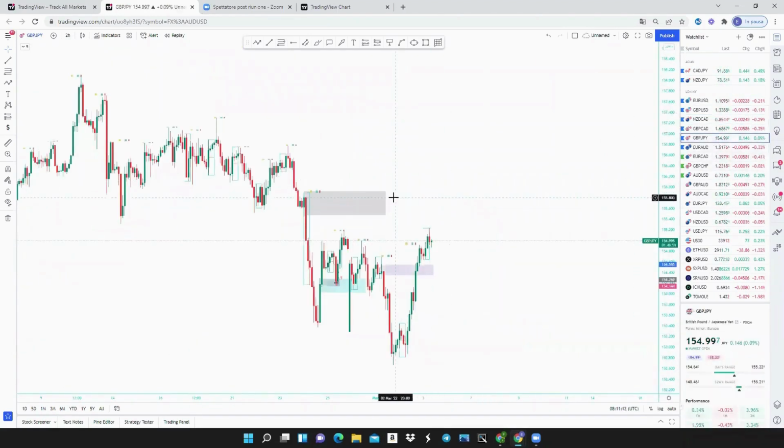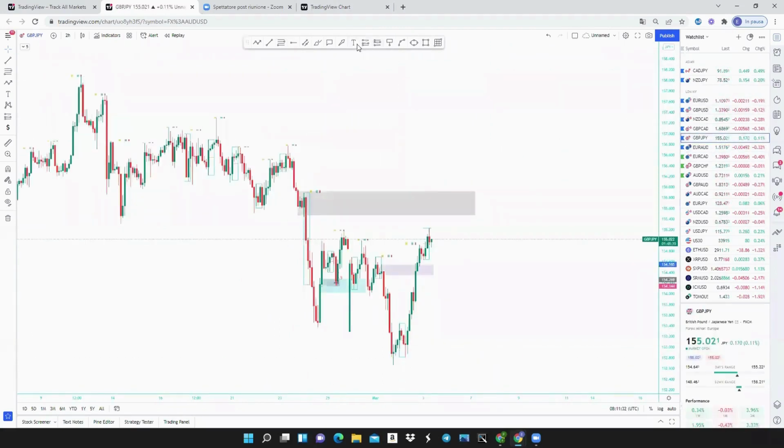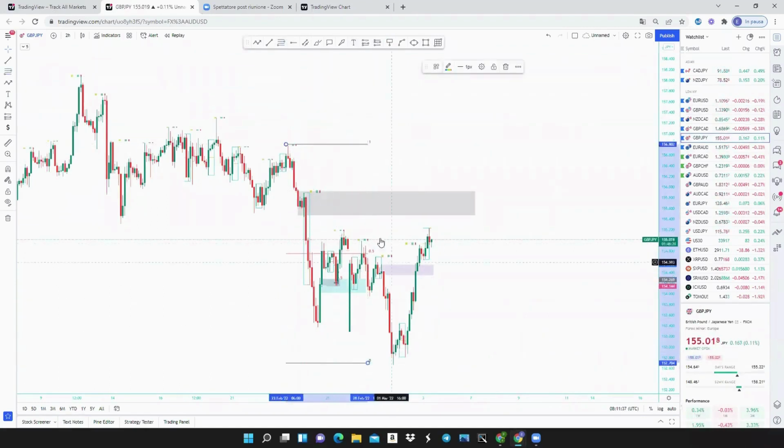GBP/JPY, we will look at this supply. I'll look at that supply once it is reached. Of course, higher supply is better because it manipulates and breaks structure. This supply, I prefer it less, but I will still keep a look at it because it is still at a premium price overall right here.